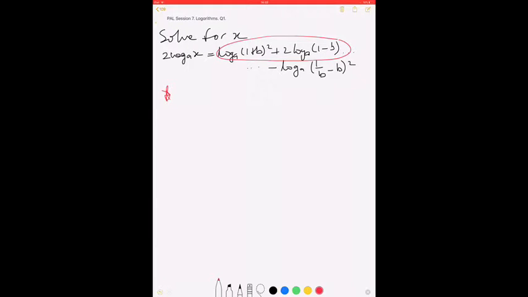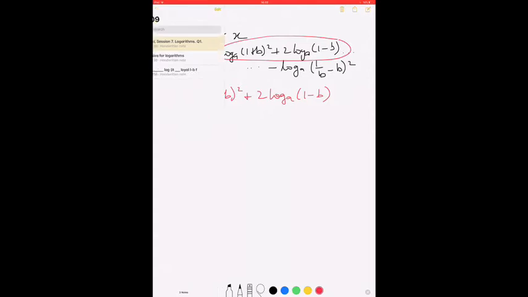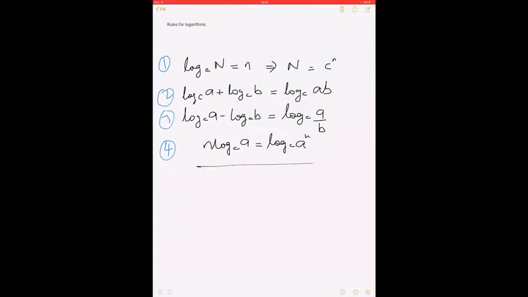So let's rewrite this out here: log_a (1 plus b) squared plus 2 log_a (1 minus b). Okay, now I can apply my rules of logarithms. Actually, let's take a look at those, right? So I've got a plus here. There are 2 rules I'm going to apply here. If you look at rule 2.